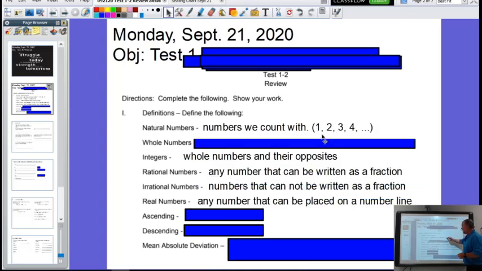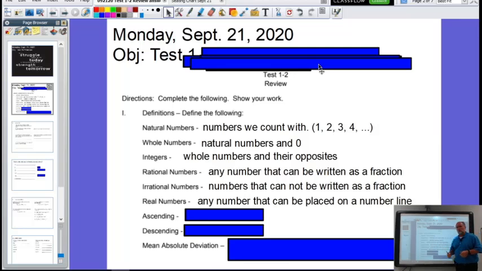And then of course we have the real numbers, and we know the real numbers are two sets put together. Rational numbers and irrational numbers together. That's what real numbers are. So real numbers are any number that can be placed on a number line. Okay? Then we got three other definitions here that we have to understand and know.